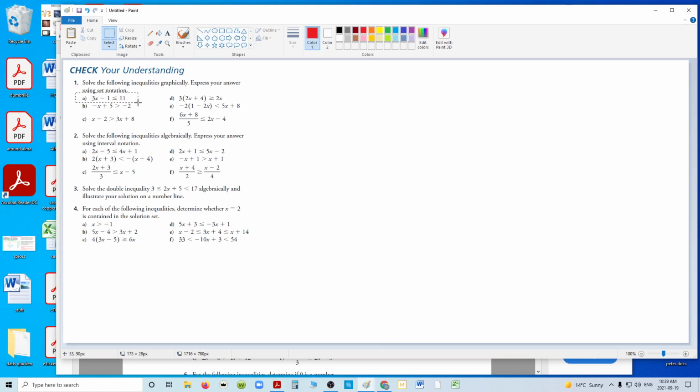Okay, using set notation. So I don't know if we've gone through set notation. This is linear notation.